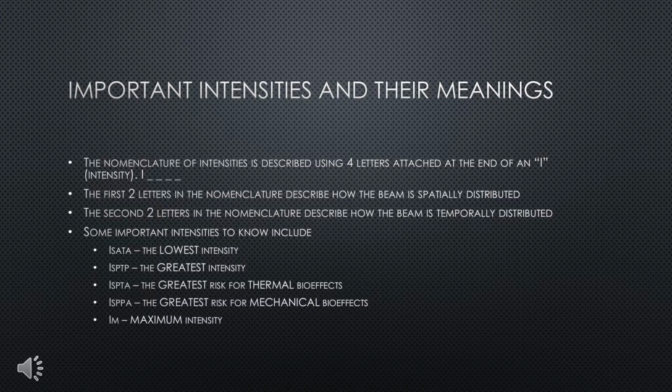So some of the most important intensities that we should know include the ISATA, which is the lowest intensity because it's spatially and temporally averaged, and averages are always less than peaks. In turn, the greatest intensity would be the ISPTP because both spatially and temporally they're both peaks. And then, as mentioned earlier in this PowerPoint, the greatest risk for thermal bioeffects is the SPTA, and the greatest risk for mechanical bioeffects is the SPPA. And then the maximum intensity is just the IM.